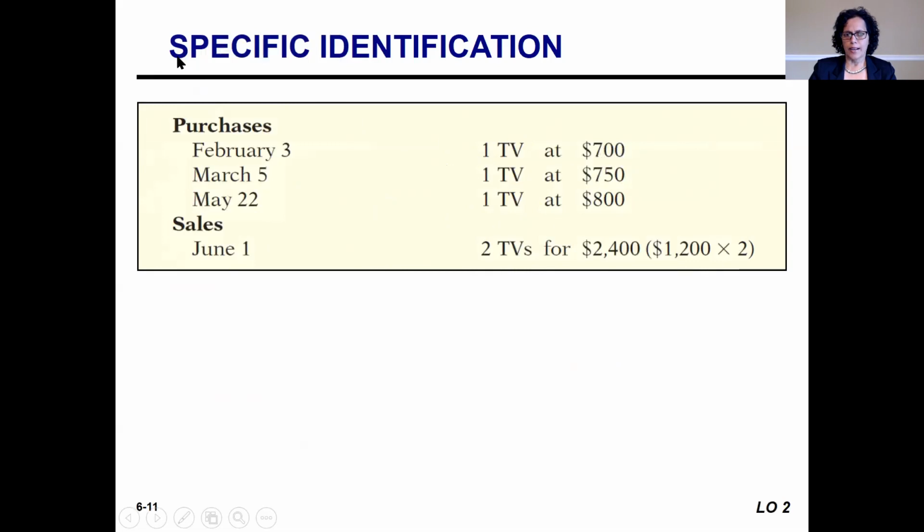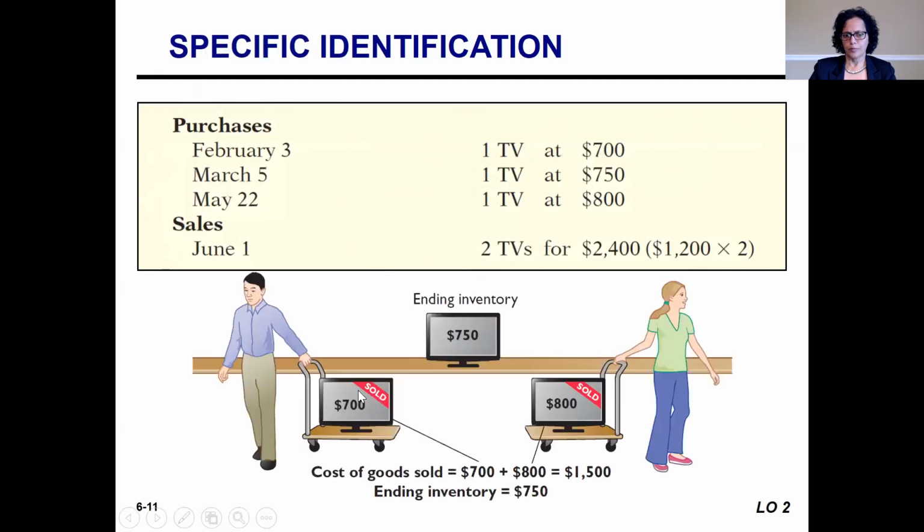If I'm using the specific identification method, I need to know exactly which of these I sold in order to find out what my cost of goods sold is and what's an ending inventory. So of 3, if 2 are sold, 1 is remaining. So let's look at this example. Here we are told that the first one that was $700 was sold. The last one that was $800 was sold. Therefore, the one that's remaining with me is $750. So cost of goods sold is $700 plus $800. That gives me $1,500. And ending inventory is $750.